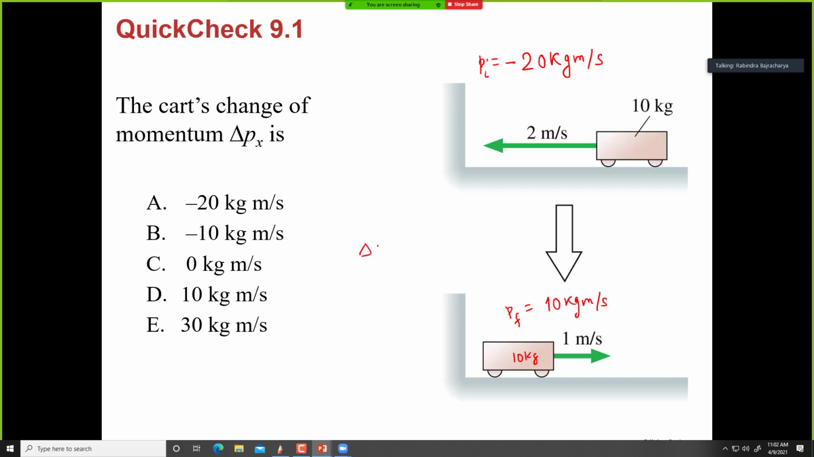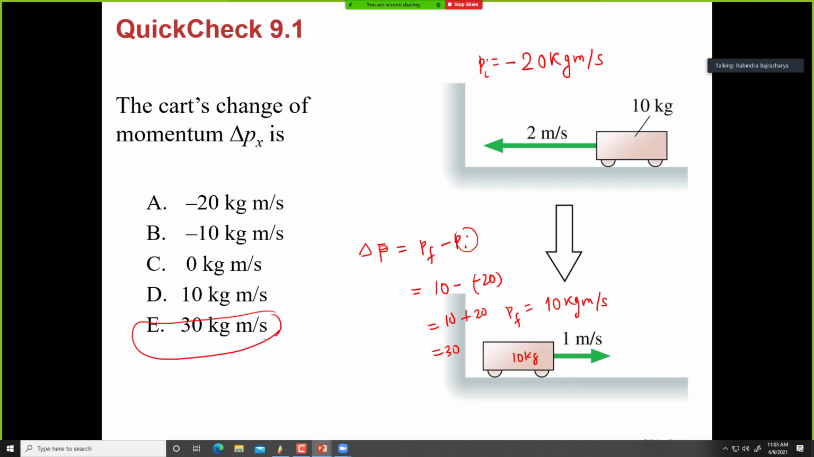So change in momentum is PF minus PI. That's the change. So change would be then 10 minus PI, so PI is minus 20. So 10 minus a minus is plus. So it's 30. Yes.